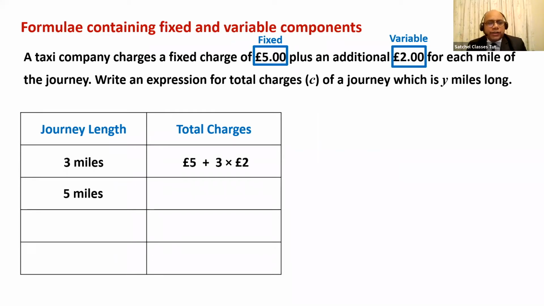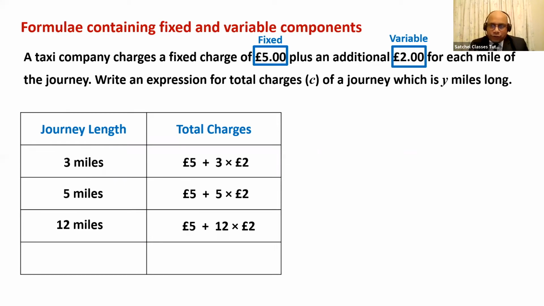What if the journey length was 5 miles? You would still pay £5, but then you'll pay 5 times £2 because it's just 5 miles. So for each mile you pay £2. So the variable charges would be 5 times 2. What if the journey was 12 miles? If the journey was 12 miles, it will be £5 plus 12 times 2. Correct? Now you kind of see a pattern.